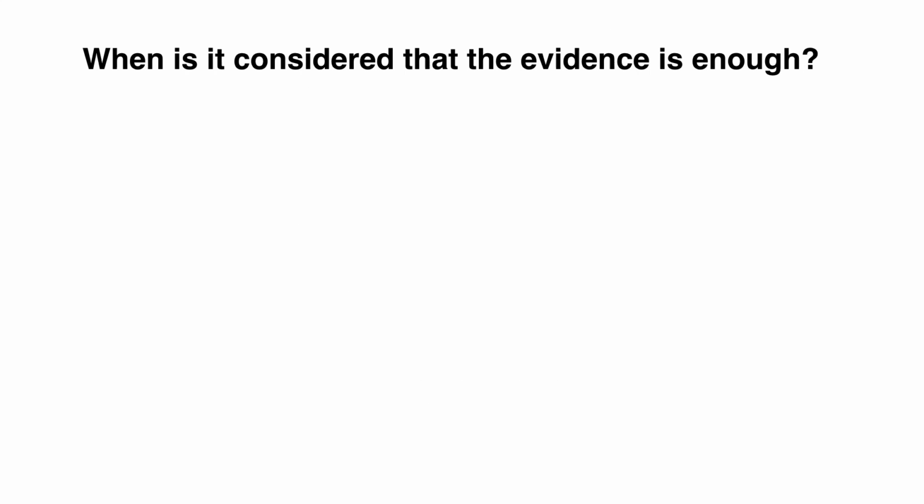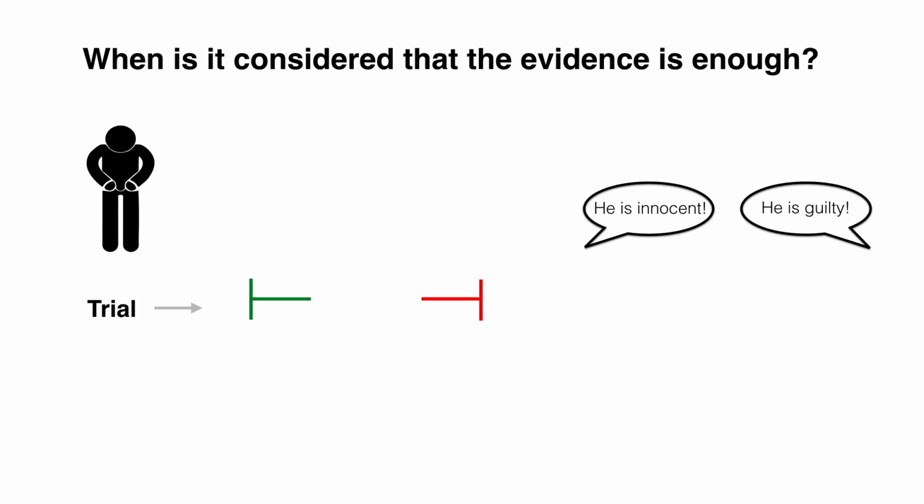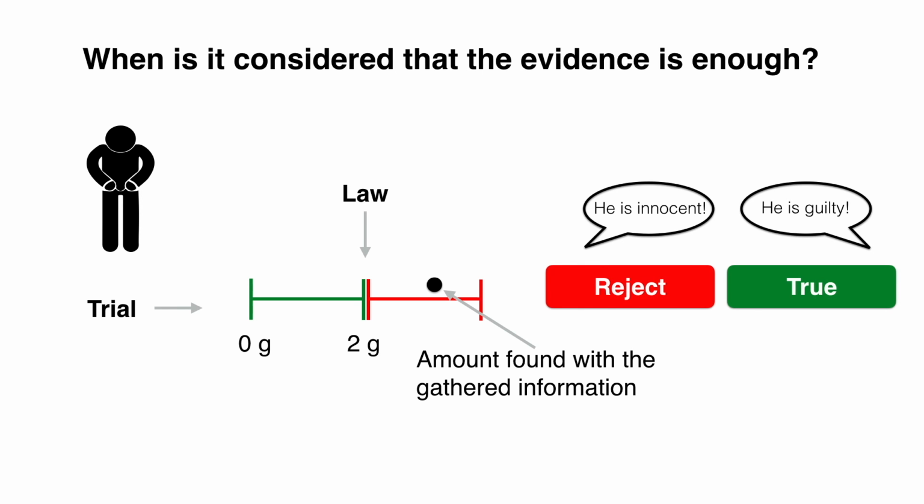When is it considered that the evidence is enough? Let's say that the man in front of the jury is being charged for possession of a medical drug. There is going to be enough evidence when they determine that the amount of the medical drug found is more than the one allowed by the law, which let's suppose is 2 grams.